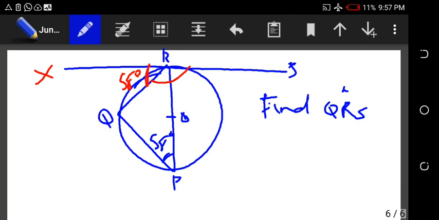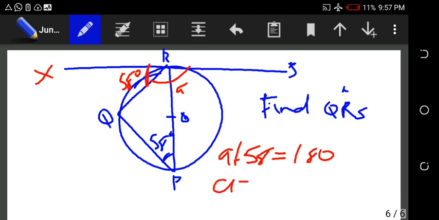So let's label the angle we're looking for to be A. So it means that A plus 58 is equal to 180 degrees, and A is equal to, taking away 58 from both sides, 180 minus 58, that will give us 122 degrees, and this is the solution.